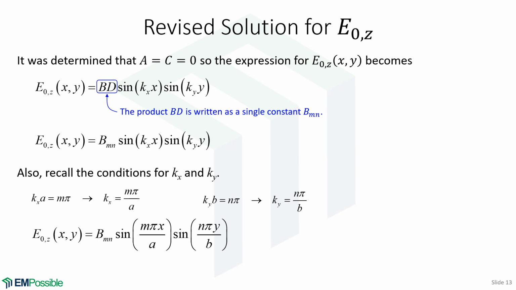Remember what we found for kx and ky when we applied the boundary conditions. kx was m pi over a, and ky was n pi over b, so we can write our field solution this way, eliminating kx and ky. Remember that neither m nor n can be 0. So if any mode number has a 0 in it, we can't have that one. That's not valid for the TM modes.